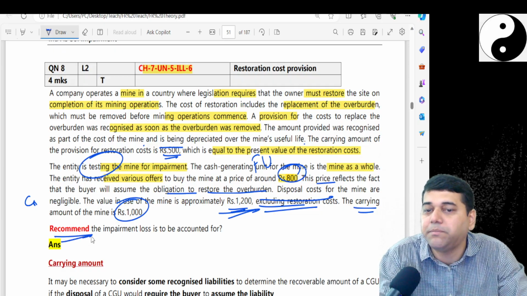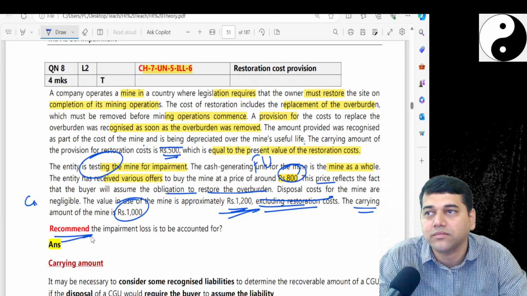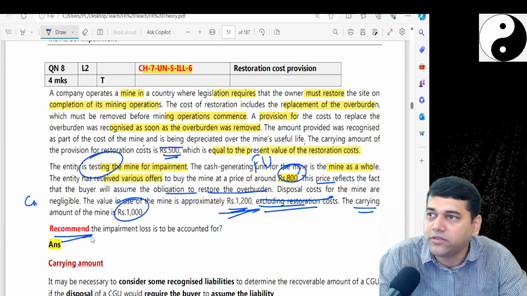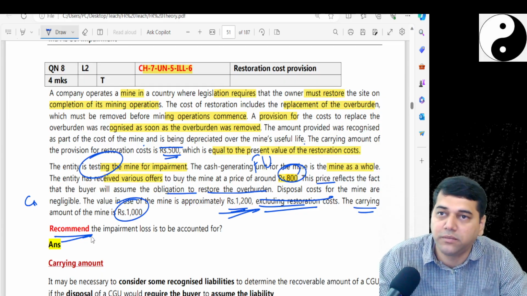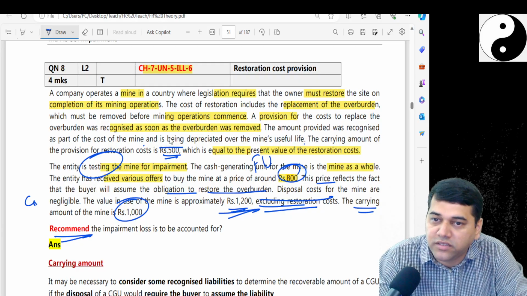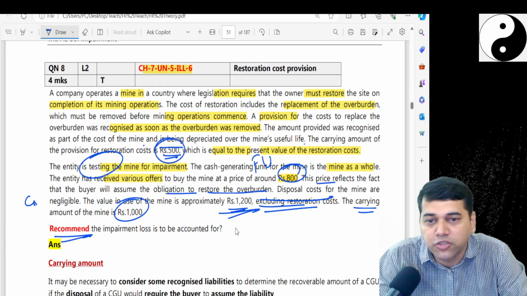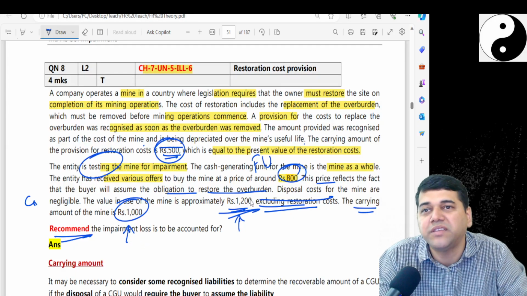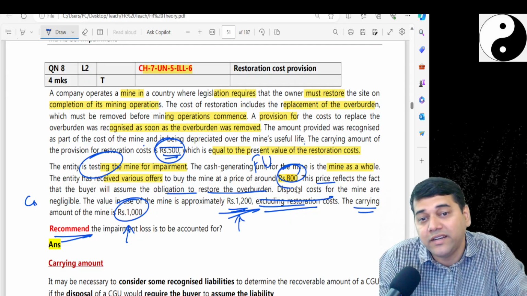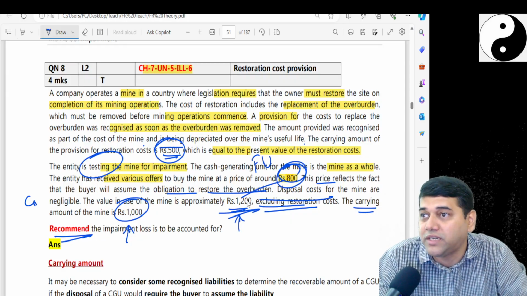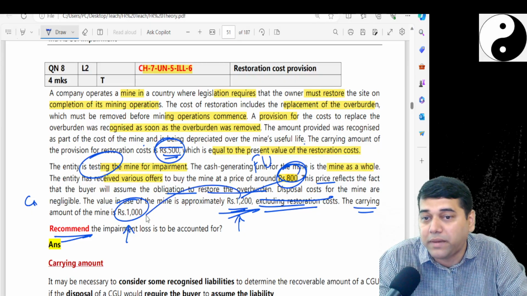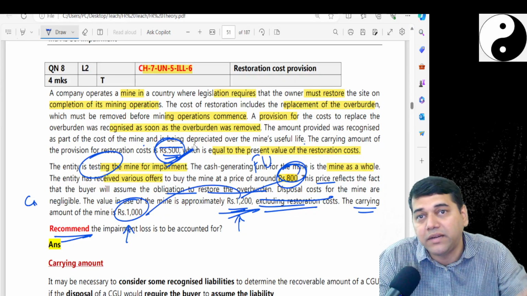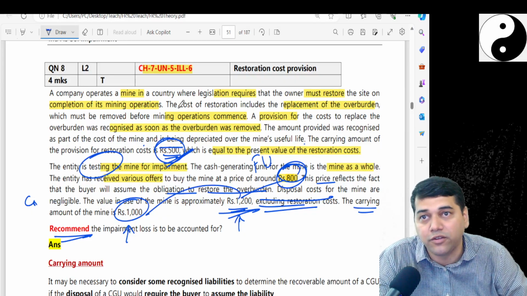Recommend the impairment loss to be accounted. Is there an impairment loss? Yes. What is your recommendation? Your recommendation is this 500 needs to be deducted from here, that's it. Otherwise it becomes a meaningless comparison, that 800 rupees you are comparing with 1200, and 1200 you are comparing with this, where one liability is there, somebody has to take that liability also.